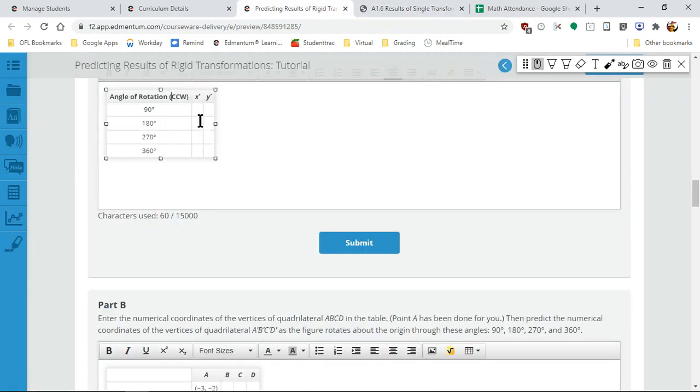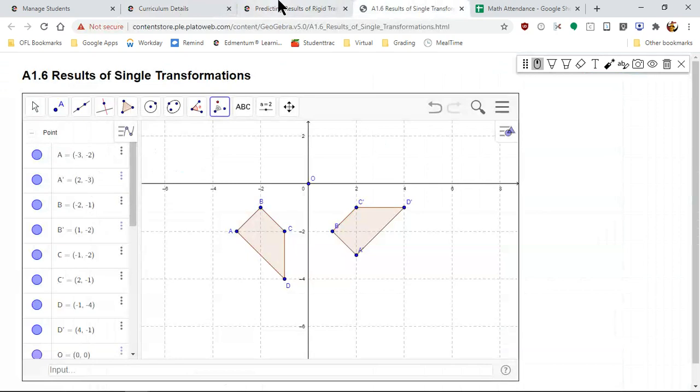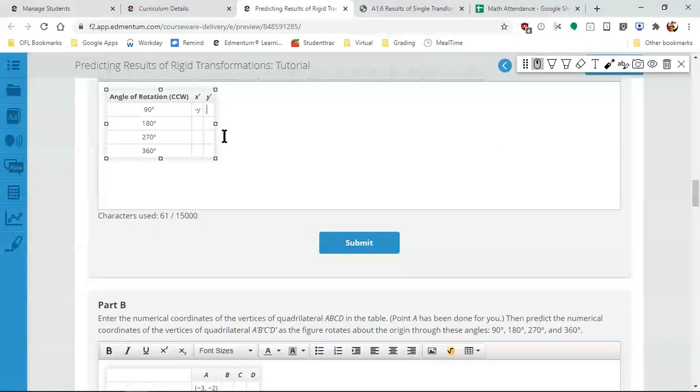So when I'm writing this down for my prediction, this is my negative Y. It changed signs and it switched. And for this one, you just type in your X.